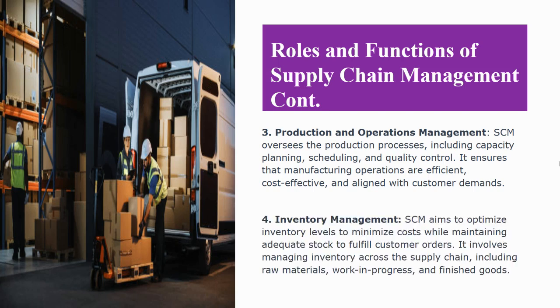Number 4, inventory management. After we produce the different products that we have available, we need to make sure we manage our inventory. Inventory looks at the stock level, the available items that you can fulfill for customers' orders. So supply chain management aims to optimize inventory levels to minimize costs, while maintaining adequate stock to fulfill customers' orders. So supply chain management helps us manage our available stock so that we have adequate stock to fulfill customer orders.